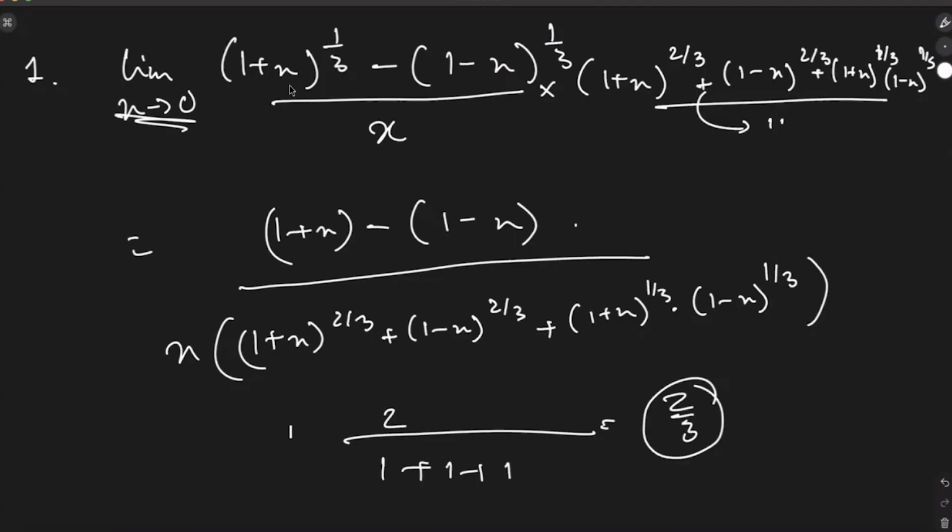So the main trick was to identify that this is the a cube minus b cube form. All right.